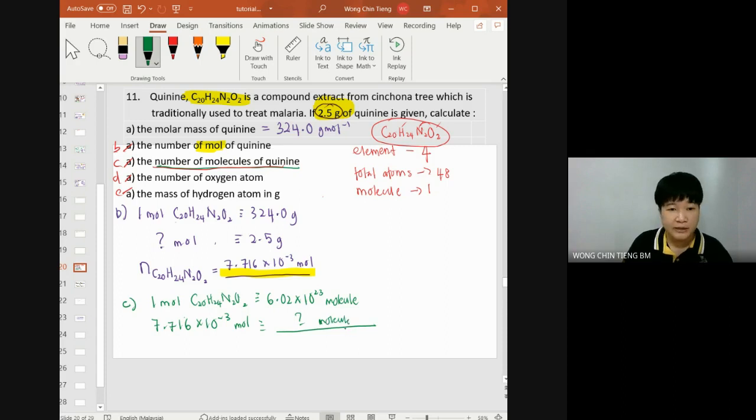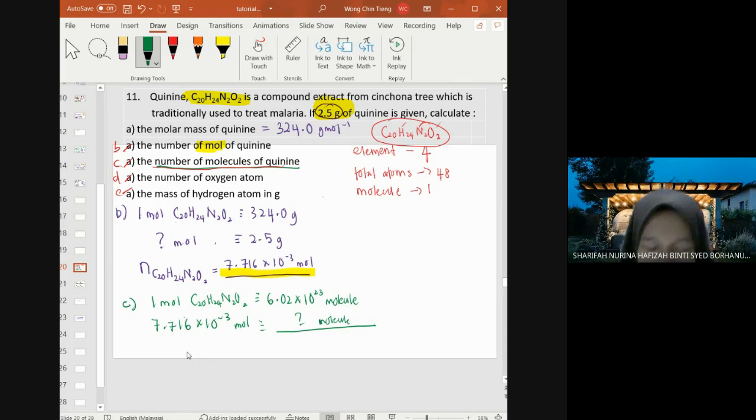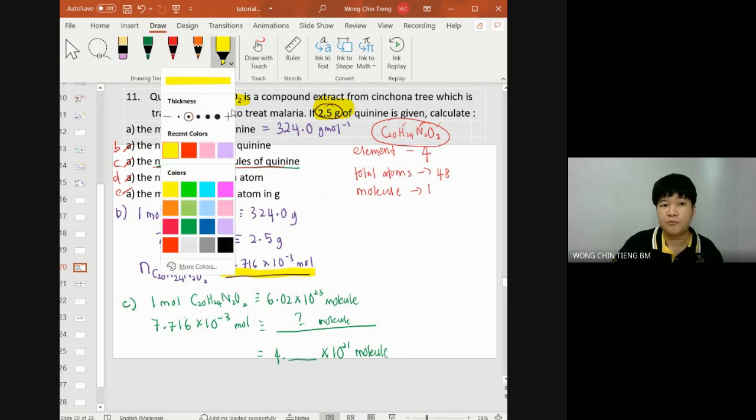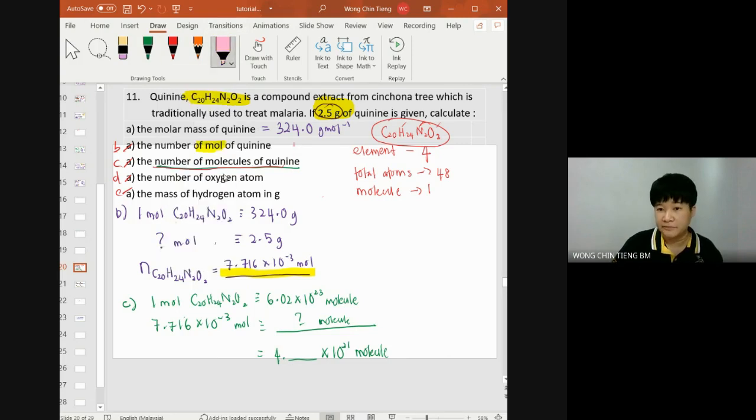Yang dah buat, anybody want to try your answer? 4.645 darab 10 kuasa negatif 10 kuasa 21. Alright, 4 point something times 10 to the power of 21 molecule. Setuju kelas? Senang. Soalan ni bukan susah apa. Soalan ni dia susah sebab keyword. Kamu kena pandai baca keyword dia.